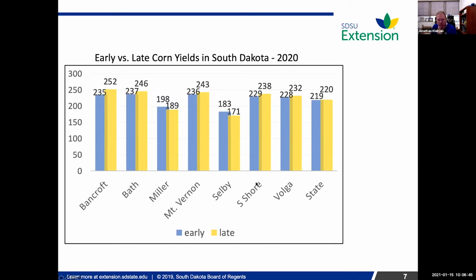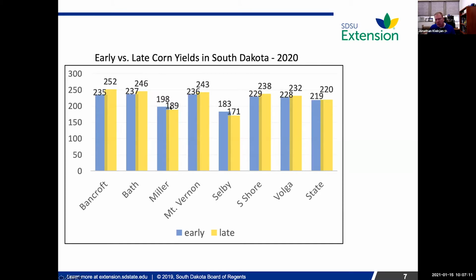And it looks like I forgot to put Reliance on this graph. So I found my first mistake in the talk today. But anyway, the take home from this, if you look at every location except for Miller, Selby, the late hybrids tend to out yield the early hybrids. And this is typically what you're going to see in South Dakota. On 5-year average, this is the case.